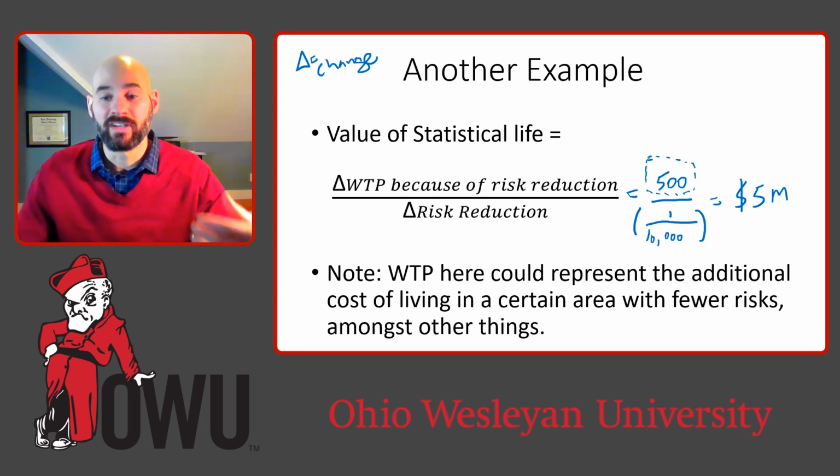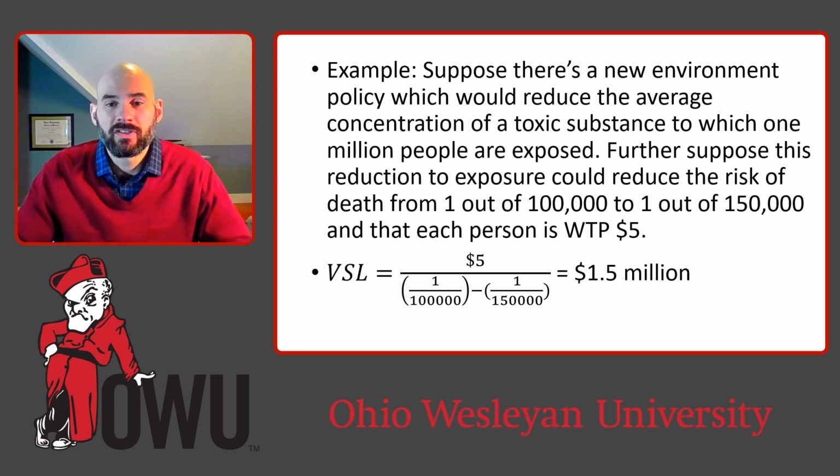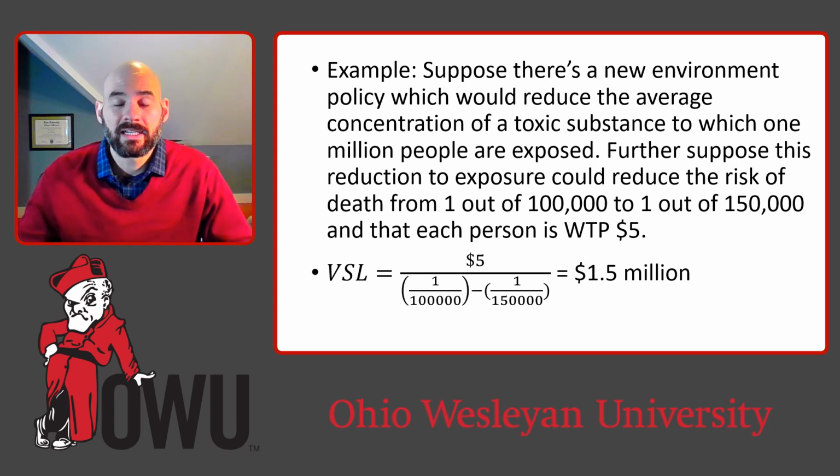So there are different ways that we can do this, and we'll talk about this more when we talk about non-market valuation. All right, so let's apply this to one last example for the time being. Let's suppose that there's a new environmental policy which would reduce the average concentration of a toxic substance to which 1 million people are exposed. Further, suppose this reduction in exposure could reduce the risk of death from 1 out of 100,000 to 1 out of 150,000, and that each person is willing to pay $5 for this reduction in risk.